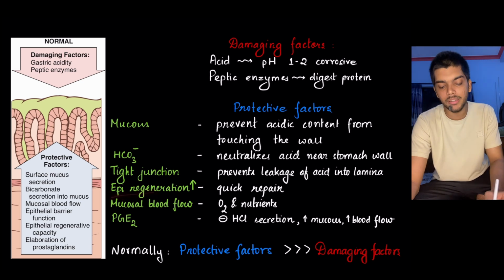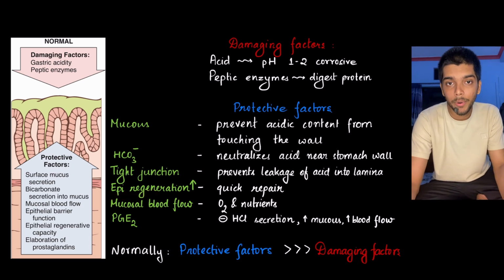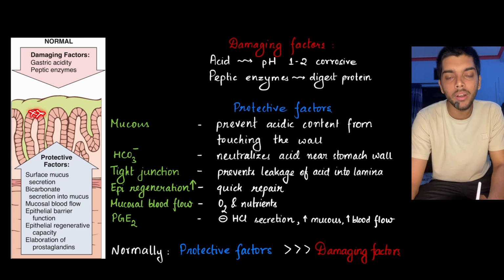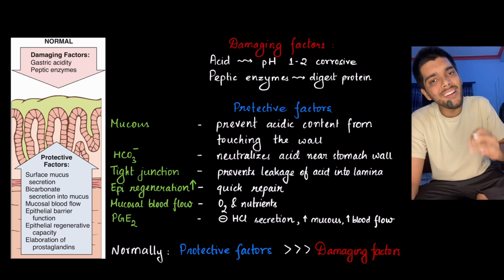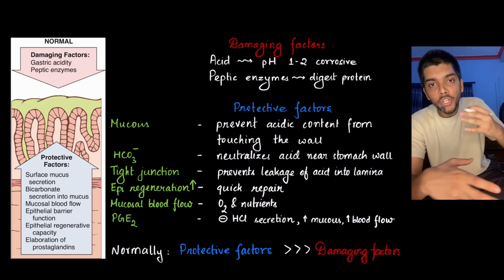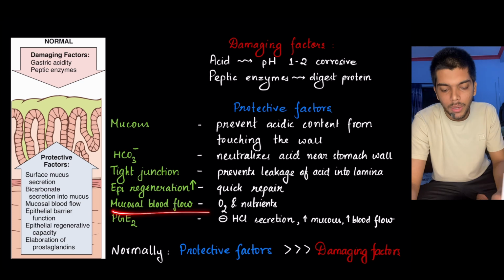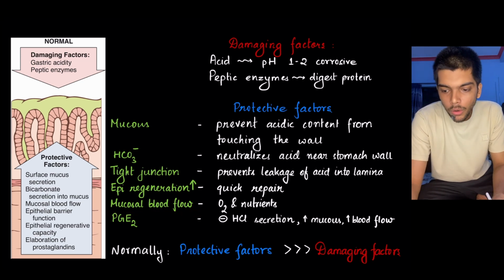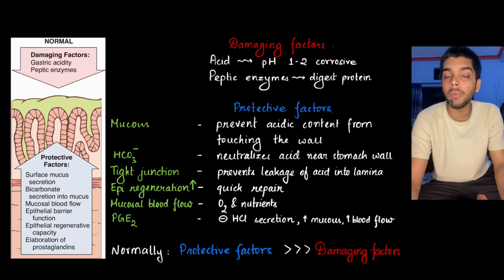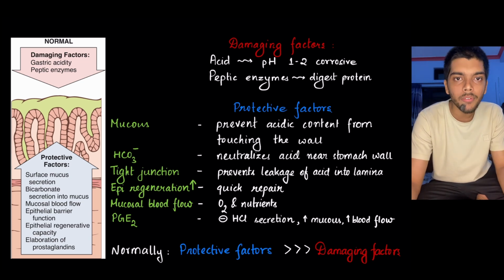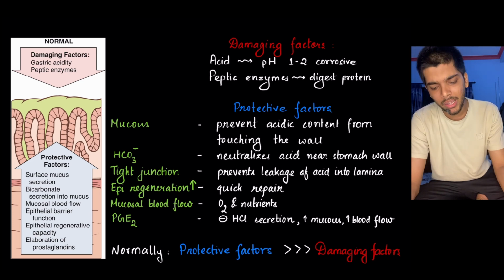Fourth, epithelial regeneration. The good thing about the epithelium lining the stomach is that even if it gets destroyed or maybe gets old, it gets regenerated really fast. So there is new epithelium forming very quickly. Next, mucosal blood flow. A good supply of blood to the mucosa means a good supply of oxygen and nutrients to the mucosa. That means the repair of epithelium can take place very quickly.